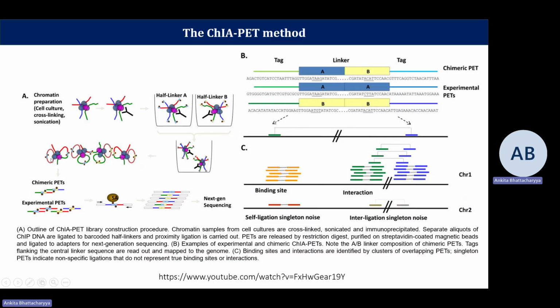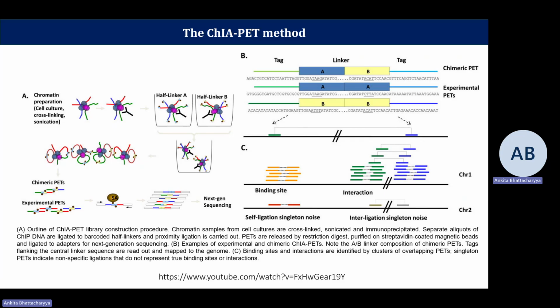So chromatin samples are cross-linked, sonicated, and immunoprecipitated. Separate aliquots of ChIP DNA are then ligated to barcoded half linkers, and then proximity ligation is carried out. PETs are released by restriction digestion, purified on streptavidin-coated magnetic beads, and ligated to adapters for NGS.